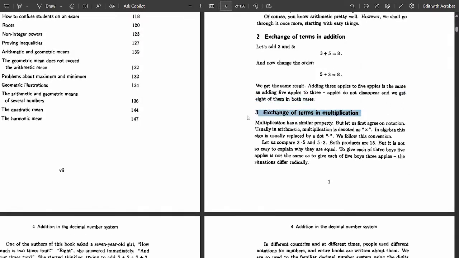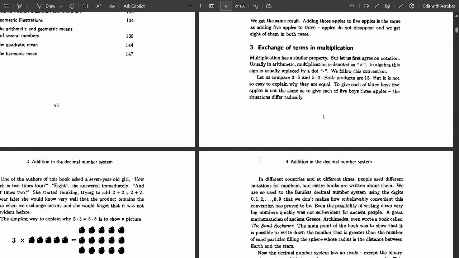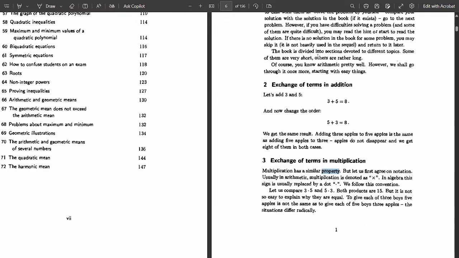I have always seen multiplication as if 2 multiplied by 2 is like adding 2 two times. Similarly, 3 multiplied by 4 will be like adding 3 four times or adding 4 three times. But I never really understood the way it is shown in this book. Multiplication has a similar property. The property which they are talking about here: 3 plus 5 is equal to 8. Similarly, 5 plus 3 is equal to 8. Now we see that these two equations are pretty much the same, a bunch of pretty useless, boring equations.